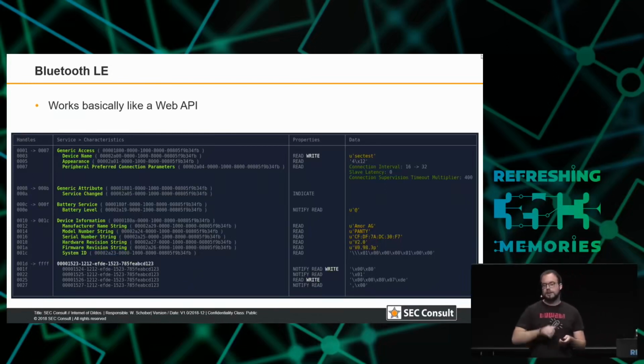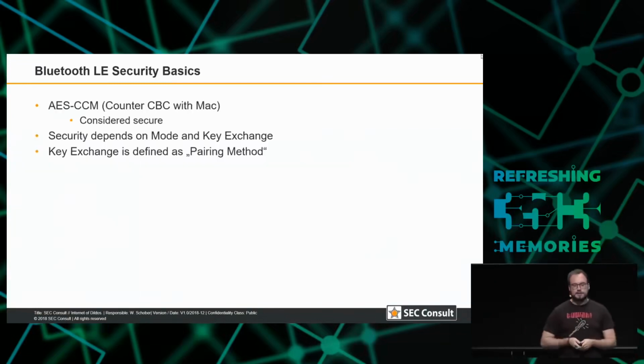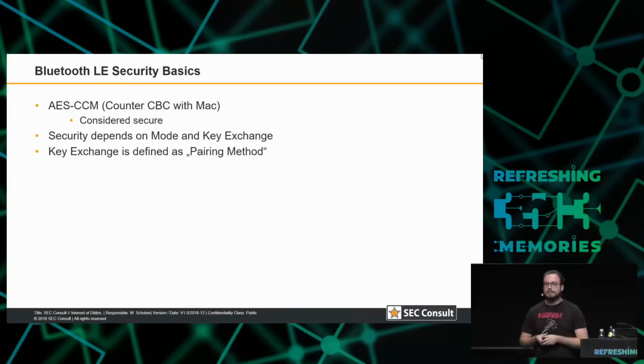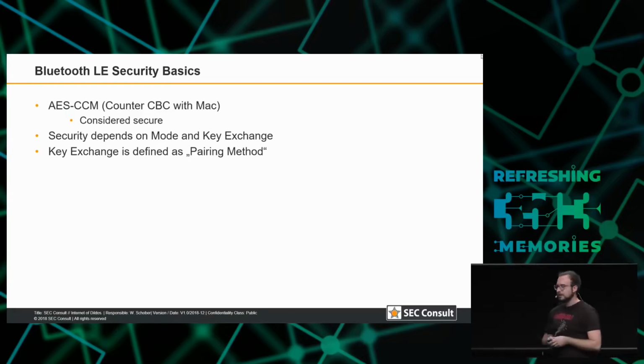There are also a lot of other characteristics which will be very important when it comes to Remote Pleasure version 2.0 a little bit later. So that's a very high-level explanation, I know, but we don't have enough time left. Talking about the security basics, Bluetooth Low Energy is using AES-CCM, that's counter CBC with MAC. That's basically considered secure, but as we know, security also depends on the key material and the key exchange. In Bluetooth Low Energy, the key exchange is defined as the pairing methods.